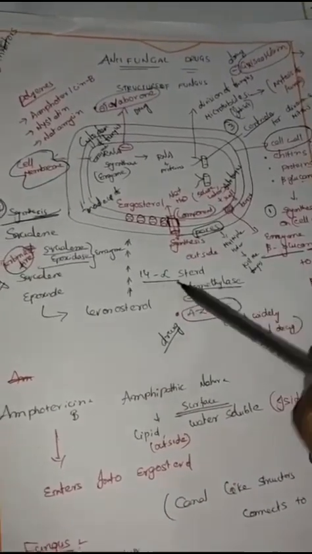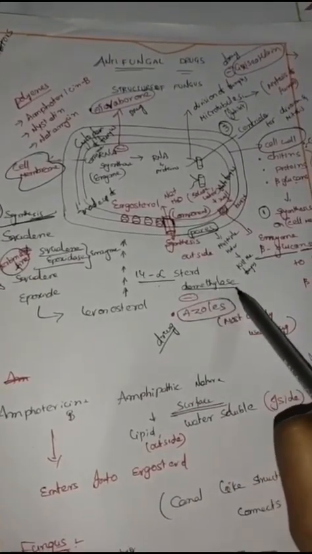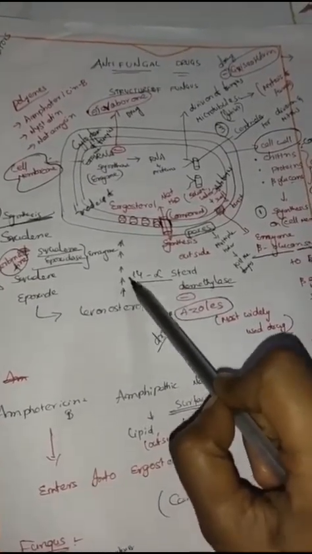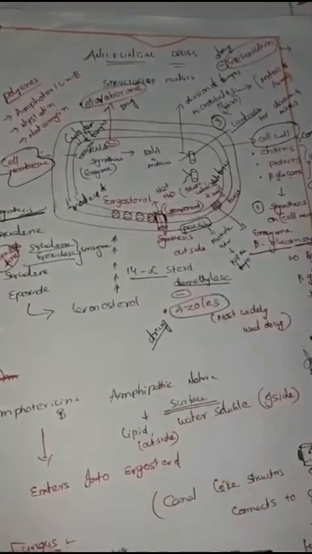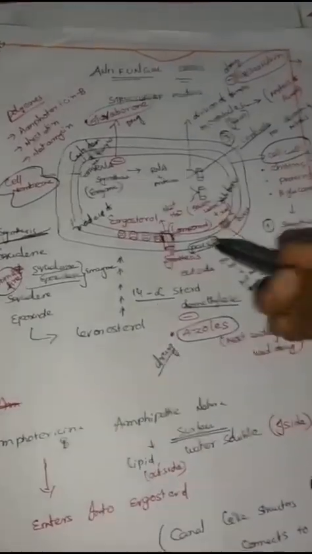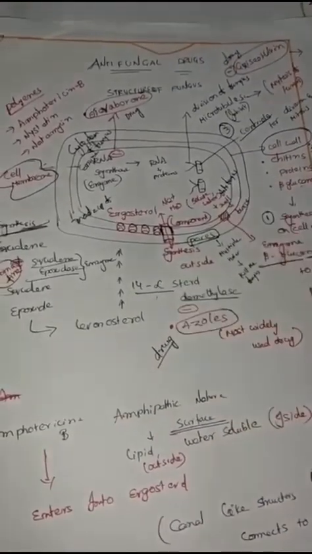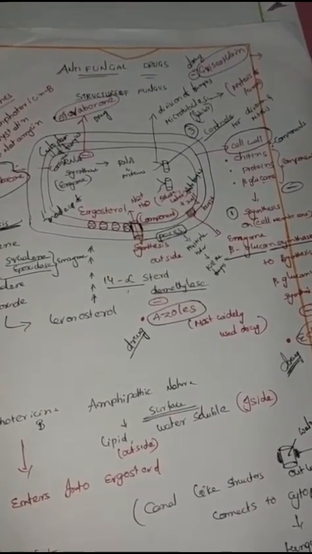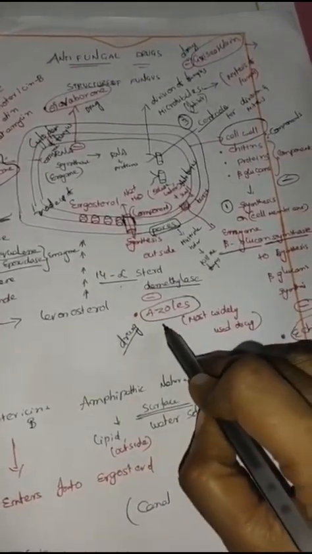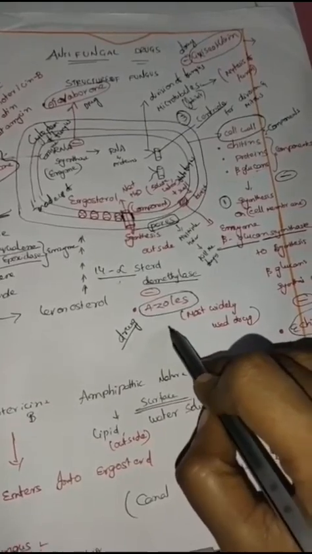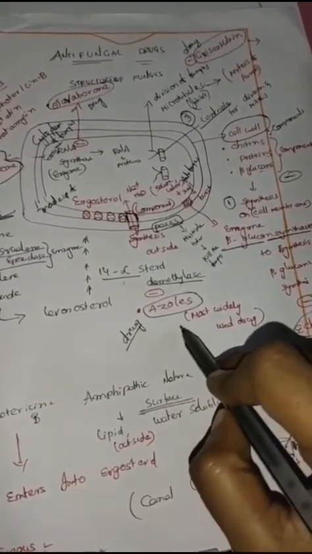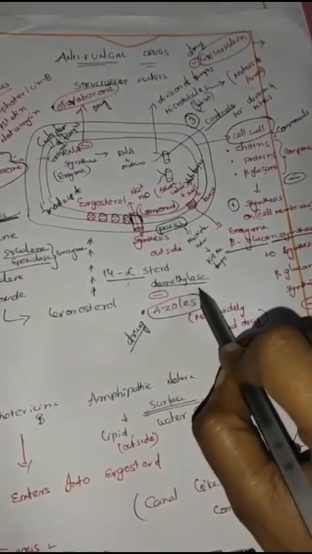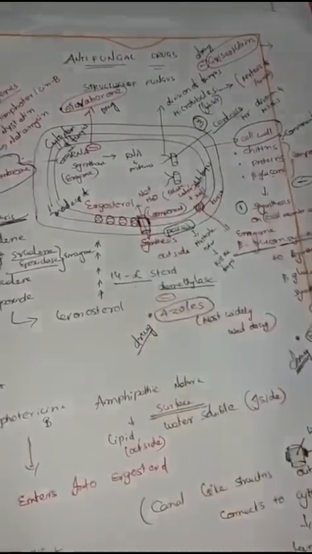Next, 14 alpha sterol demethylase. This is one of the enzymes responsible for the conversion to ergosterol. Now again we have to inhibit this. We inhibit the 14 alpha sterol demethylase enzyme by administering azoles. Azoles are the most widely used. Azoles inhibit the 14 alpha sterol demethylase, so there is no further conversion to ergosterol.